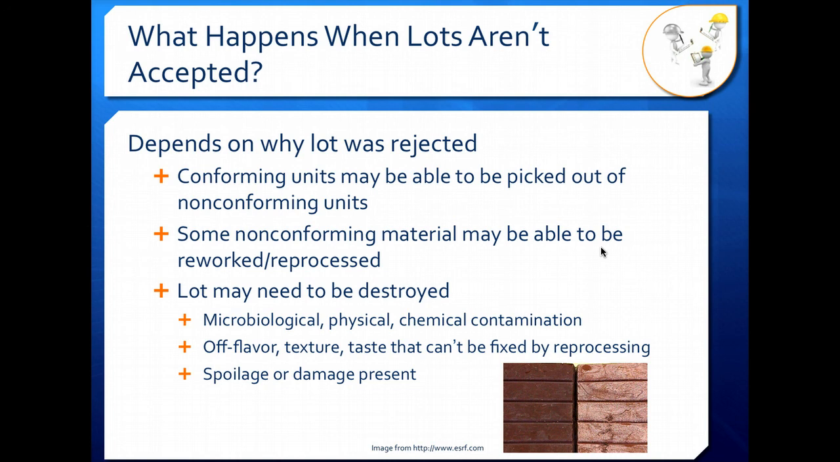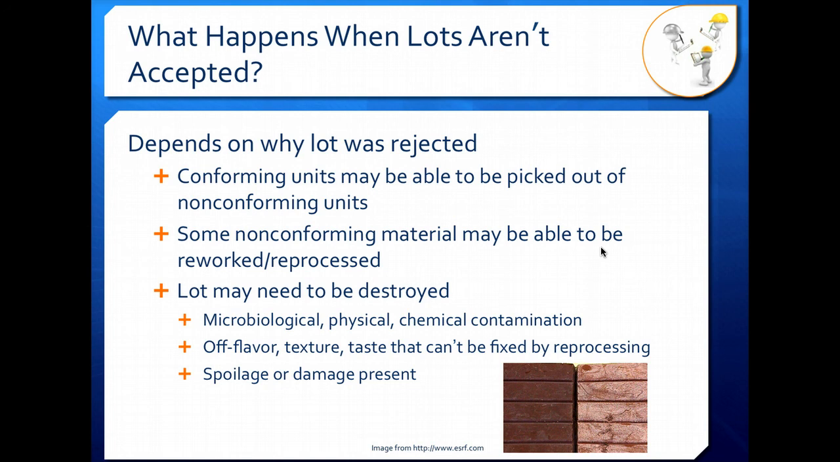But if you made cookies that got contaminated with salmonella because the eggs you put in were contaminated, you can't rework that product. It's got salmonella in it. You're not allowed to do that. Then, in that case, you have to destroy it. So you have to destroy a lot if you've got some kind of contamination, microbial, physical, or chemical. You cannot sell that product. You have to destroy it somehow.